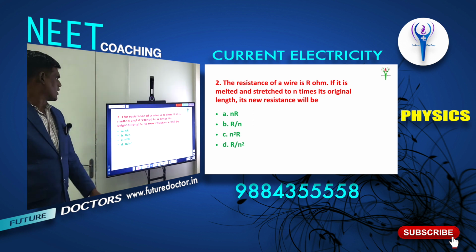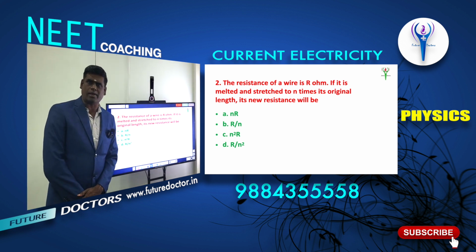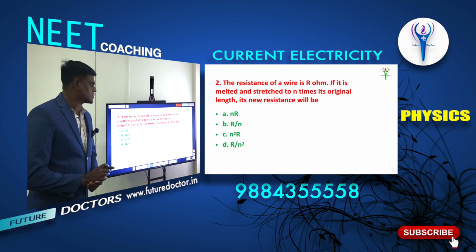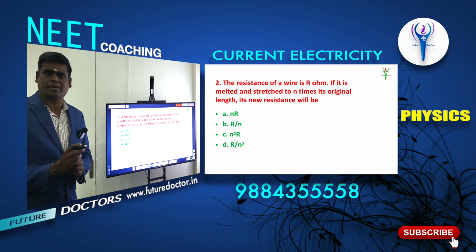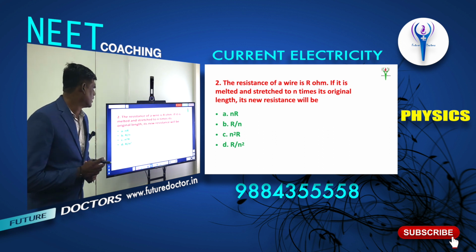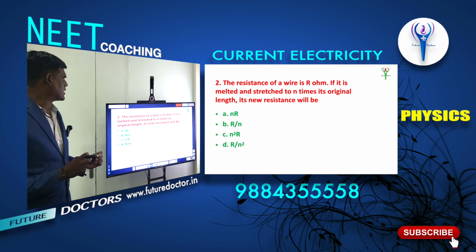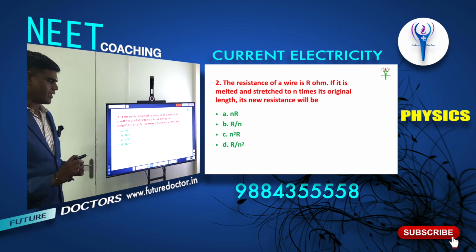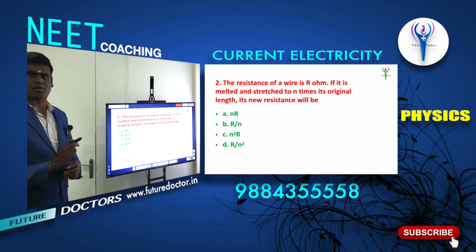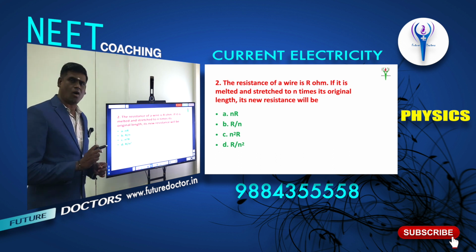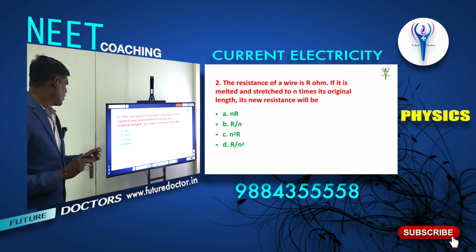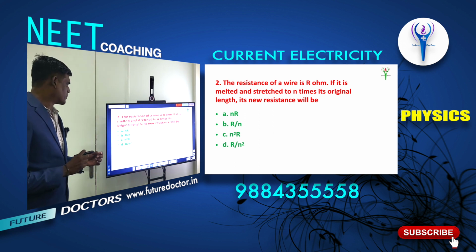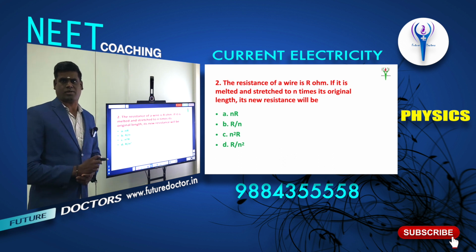Question number 2. The resistance of a wire is R ohm. If it is melted and stretched to n times, that is n number of times, its original length, its new resistance will be dash. Option A, n times of R. Option B, R by n. Option C, n square times of R. D option, R by n square.